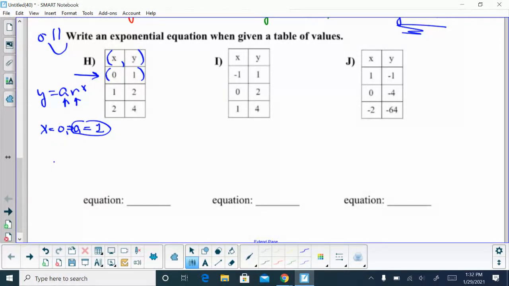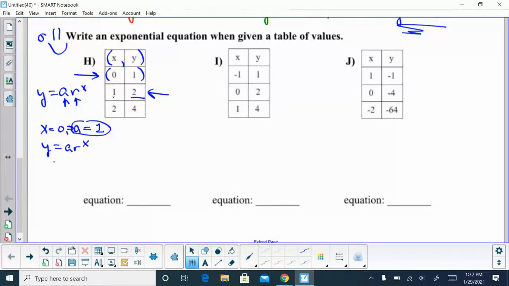So I've got that. Now I need to pick a second point, figure out what the r value is. In this case, it's always easiest if you pick when x equals 1, as mentioned in the instructions above. So with that in mind, let's substitute that information into my basic form.